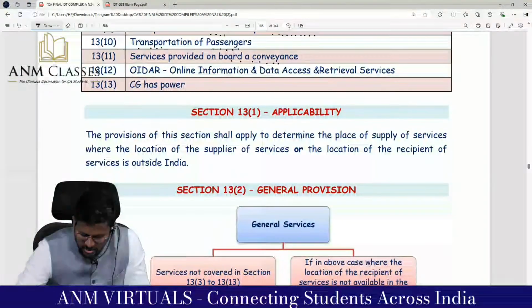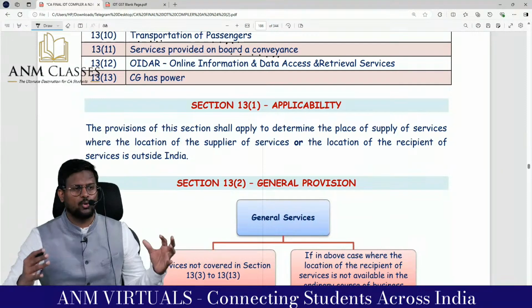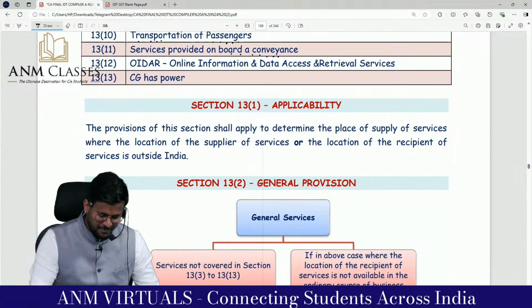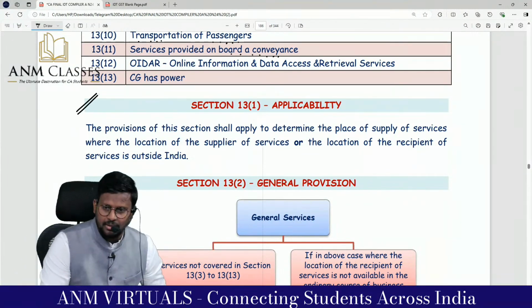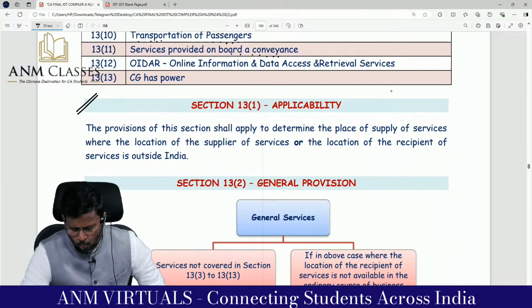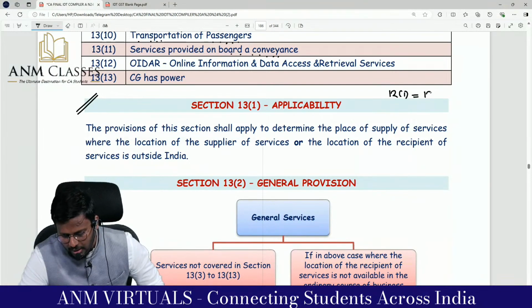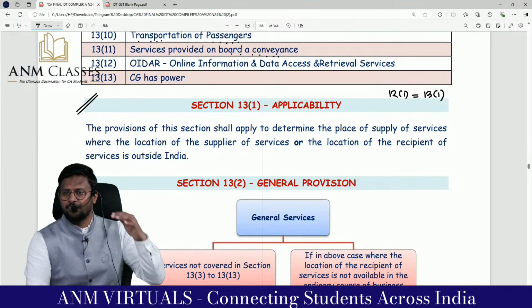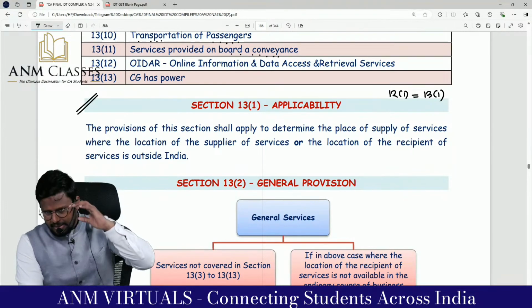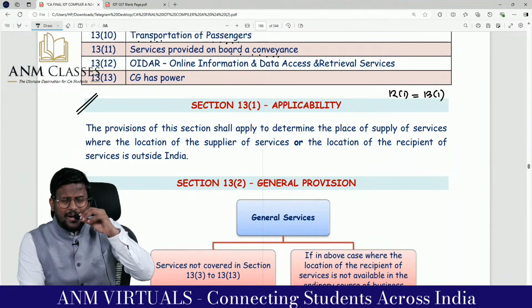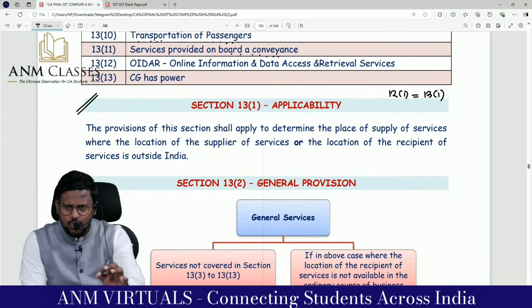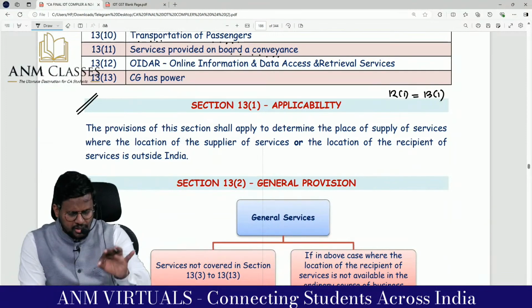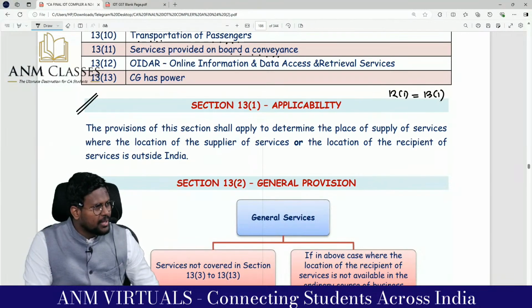I'm starting with 13.1 because when we move forward, you'll be able to appreciate and understand that in a better way. 13.1 is applicability. That is, 12.1 is equal to 13.1. What 12.1 is saying is that if both the service provider and service recipient are situated in India, provisions of section 12 will be applicable.